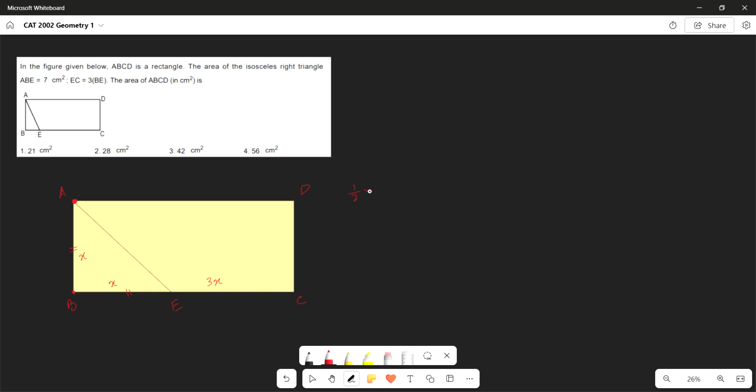So we are given that the area of ABE is 7 centimeter square. So half into height into base is equal to 7, so x square equals 14. That is the first relation. We have to find the area of this rectangle. The area of the rectangle will be length into breadth. What is the length? Length is 4x. What is breadth? Breadth is x. So it is 4x square. So x square is 14, then this will be 56 centimeter square. Very simple question. So the answer will be option 4. Thank you guys.